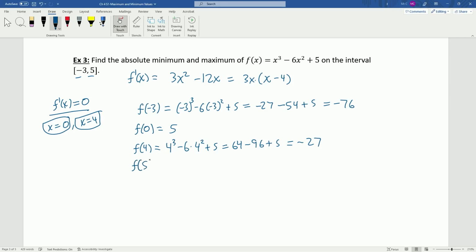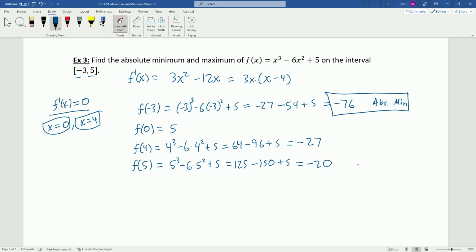And finally, we'll check f of 5. That's 5 cubed minus 6 times 5 squared plus 5. That's 125 minus 25 times 6, which is 150, plus 5. It's -25 plus 5, that's -20. Okay, so the smallest of these values is the absolute minimum. So this is the absolute minimum. And the largest is the absolute maximum. And that's it. That's the whole process.